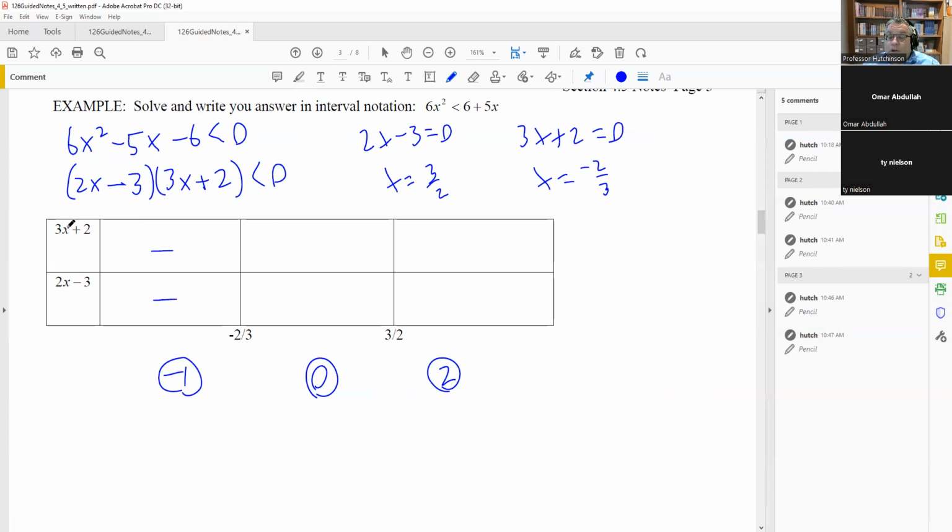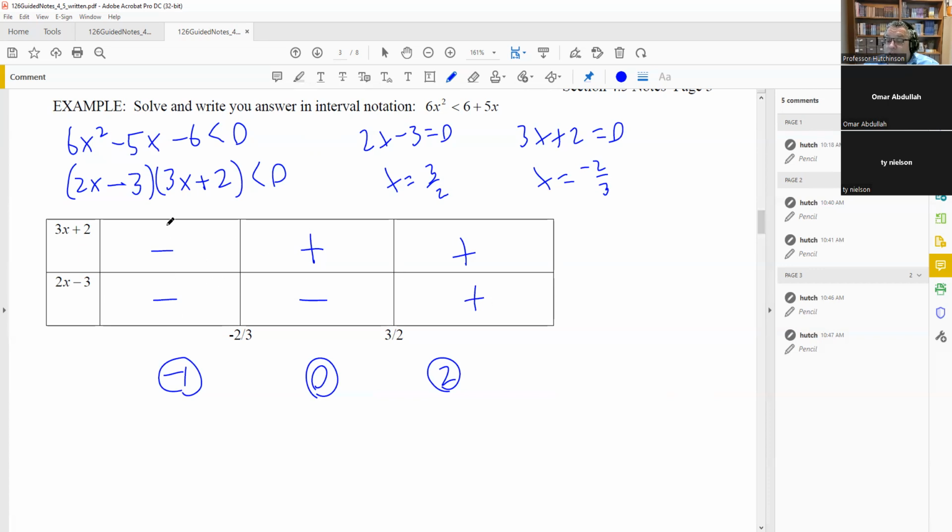Then 0. 3 times 0 is 0 plus 2. I get a positive number. 2 times 0 is 0 minus 3. Negative number. Put a 2 in there. 3 times 2 is 6 plus 2 is a positive number. 2 times 2 is 4 minus 3. That's a positive number also.